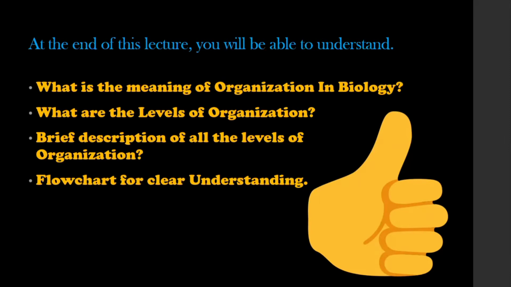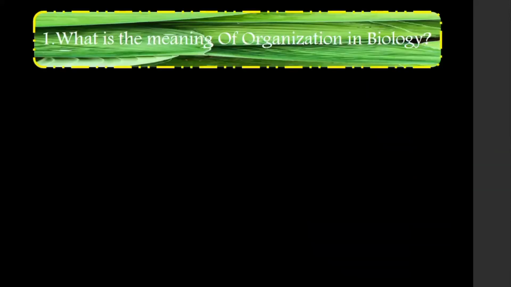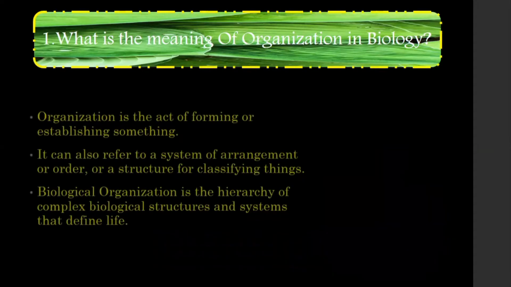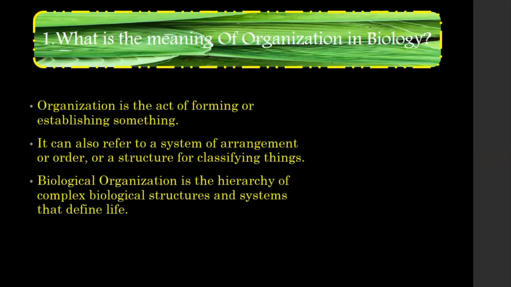Okay, let's start. Number one point on our outline is what is the meaning of organization in biology? Organization is the act of forming or establishing something. It can also refer to a system of arrangement or order or a structure for classifying things. Biological organization is the hierarchy of complex biological structures and systems that define life.